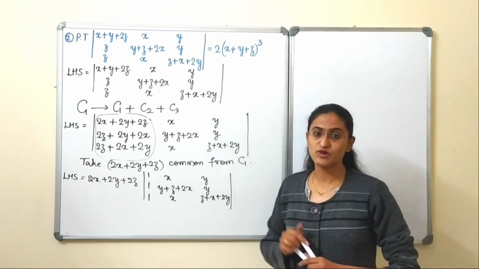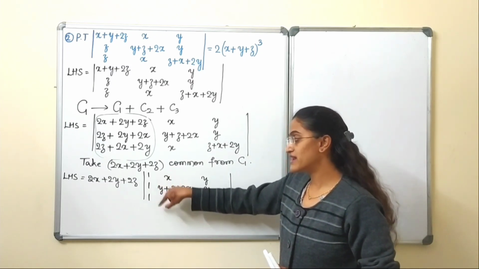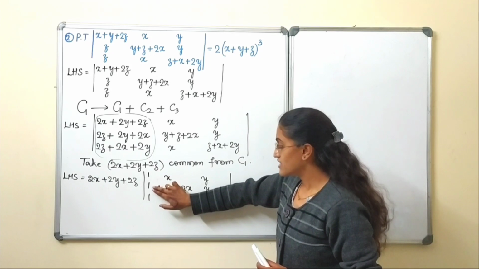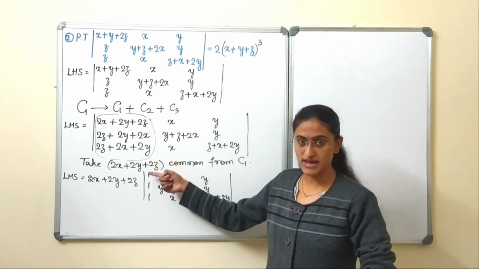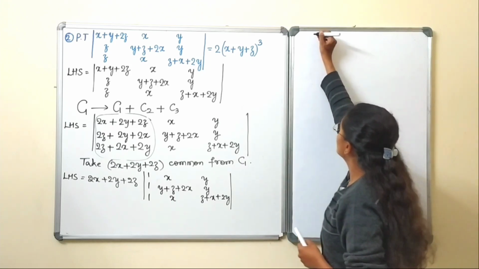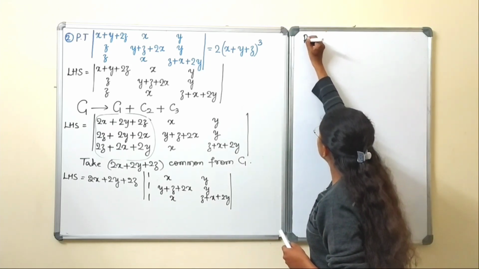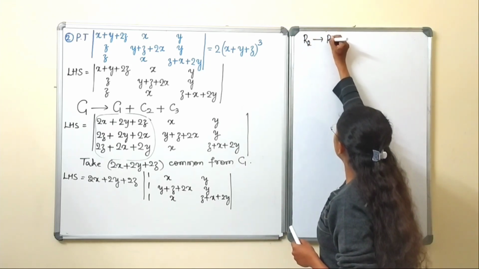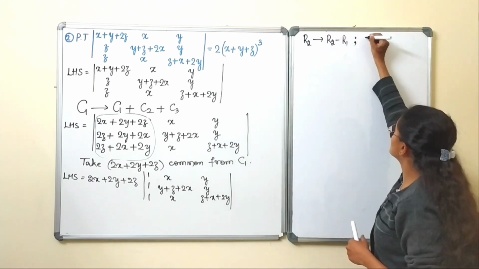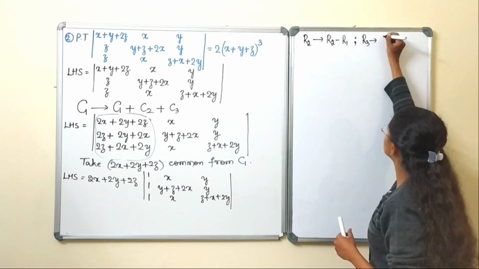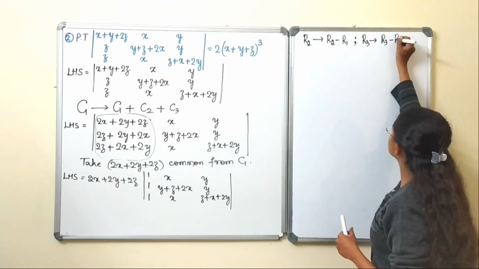As in the previous problem, you can again operate on these rows. I can operate R2 minus R1 as well as R3 minus R1, and hence I now apply the operation R2 changes to R2 minus R1, and simultaneously another operation, that is R3 changes to R3 minus R1.